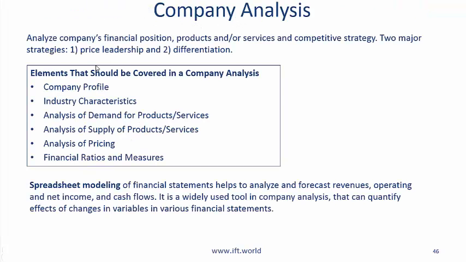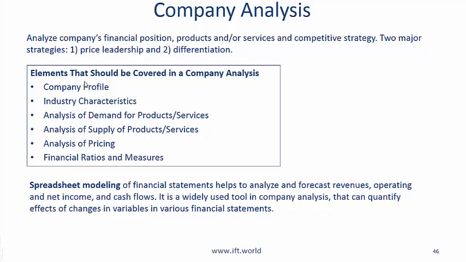Company analysis. You need to analyze a company's financial position, product, services, and competitive strategy. From a testability perspective, recognize that there are 2 major strategies. One is a price leadership strategy, the other is differentiation. Price leadership or cost leadership means that you try to make your operations as efficient as possible and then sell your product at a very attractive price point. This doesn't mean that you are selling a product that's not good quality. It simply means that you are selling a good product at a competitive price. Differentiation means that you might be charging a high amount, but you show why your product is different and better than the competition.